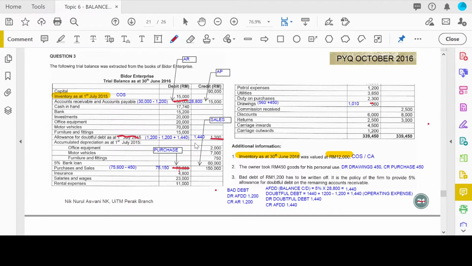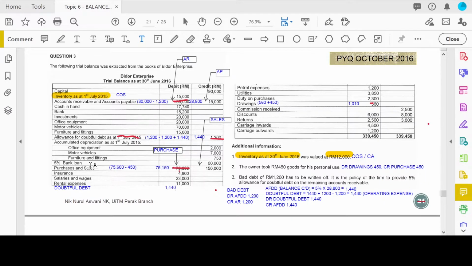So meaning we are going to replace account receivable with 28,800, allowance for doubtful debt with 1,440, purchase with 75,150, drawing with 1,010. But then there is an adjustment here which is to debit doubtful debt. Right, but we don't have any doubtful debt here. So you have to add doubtful debt, and to debit. So we are going to put it here on the debit side, 1,440.